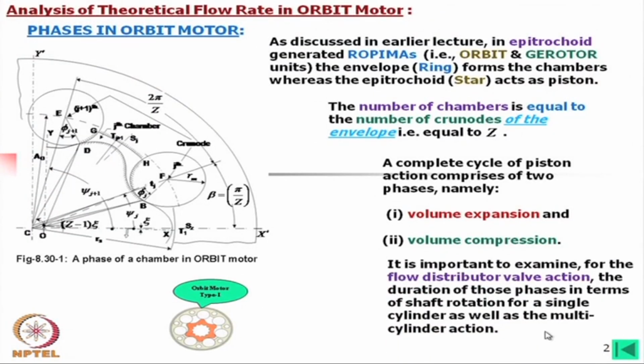It is important to examine the flow distributor valve action. If we analyze the flow distributor valve action, the duration of those phases in terms of shaft rotation for a single cylinder as well as the multi cylinder action. So, what we have to do is analyze how long a chamber is, or at what angle of the shaft rotation the bottom dead center and top dead center occur, and according to that the distributor valve should act accordingly.